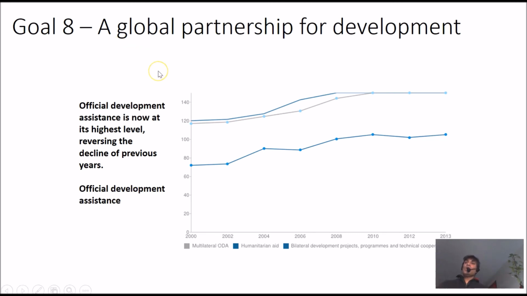And the last goal, a global partnership for development. What does this mean? Well, as I mentioned, we can measure this by looking at the amount of money that rich countries give to poor countries for development purposes. And here we see that all forms of aid have increased over this period. So this bottom line shows us humanitarian aid, I believe, if I'm reading this correctly. Humanitarian aid is the amount of money we give when there are natural disasters or immediate tragedies, earthquakes and floods. That's an easy sell.